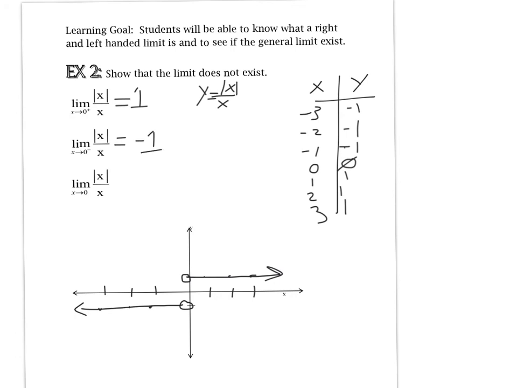And now, what is the general limit? That means, do these two limits from both sides equal each other? Well, they don't, right? One's positive 1, one's -1. They don't equal each other. So this, we would say, does not exist. There is not a general limit here, because in order for the general limit to exist, it has to be the same from the right and the left.